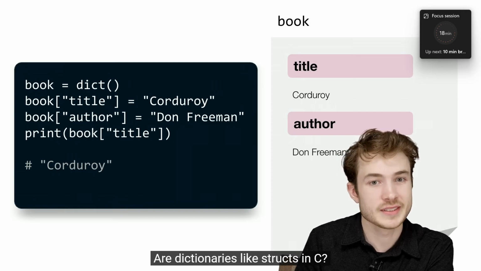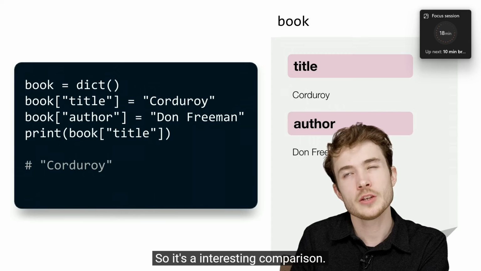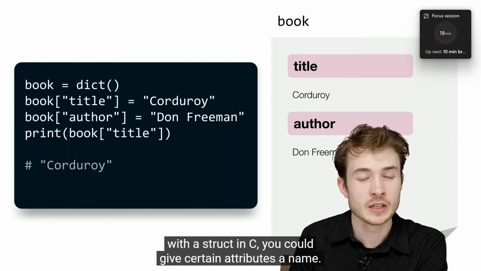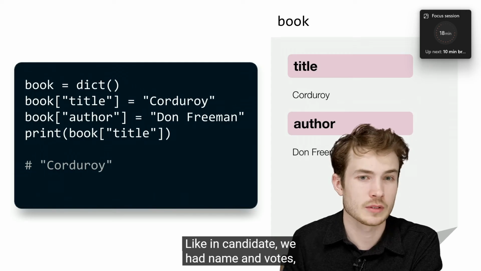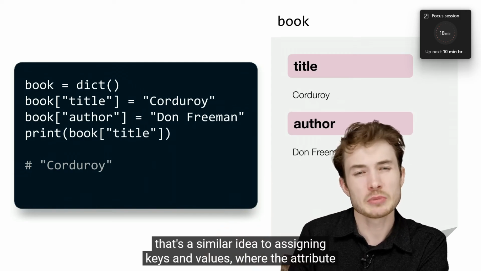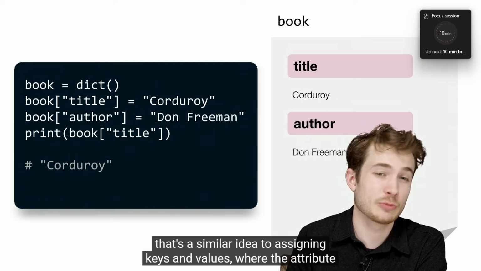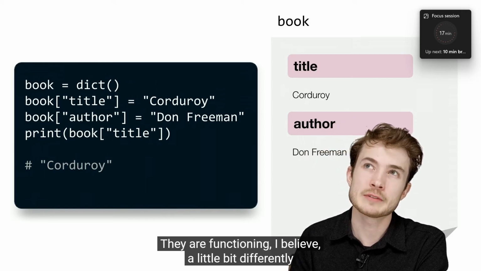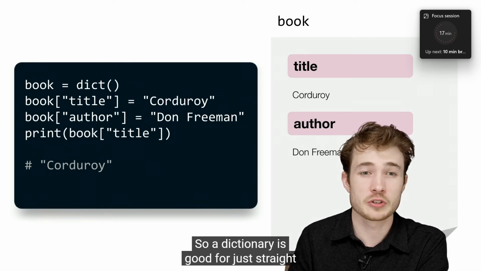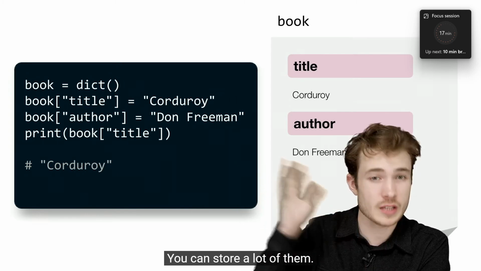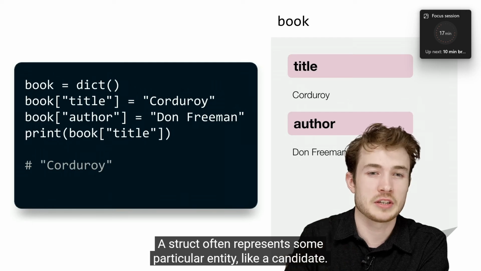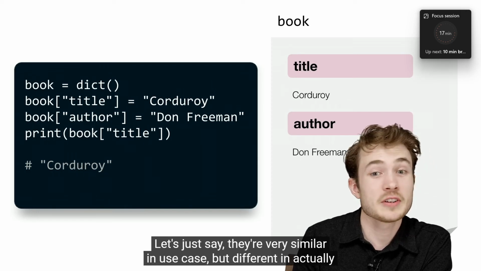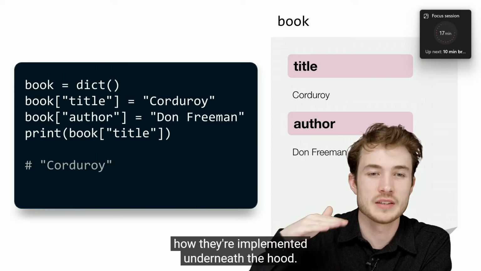Our dictionary is like structs in C. So it's an interesting comparison. I think that there's some similar functionality where with a struct in C, you could give certain attributes a name. Like in candidate, we had name and votes. That's a similar idea to assigning keys and values, where the attribute name is the key and the value is the value you store there. They are functioning, I believe, a little bit differently underneath the hood. So a dictionary is good for just straight up storing keys and values as a whole. You can store a lot of them. A struct often represents some particular entity, like a candidate, although I guess this is also representing a book. Let's just say they're very similar in use case, but different in actually how they're implemented underneath the hood.